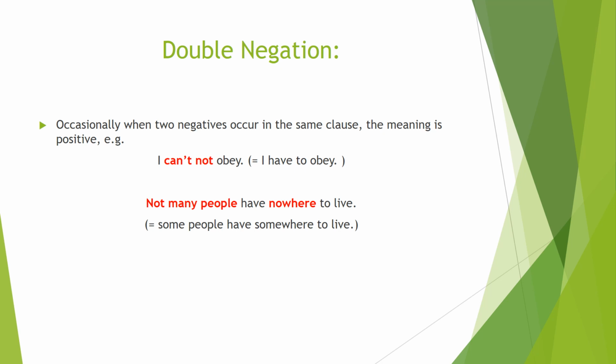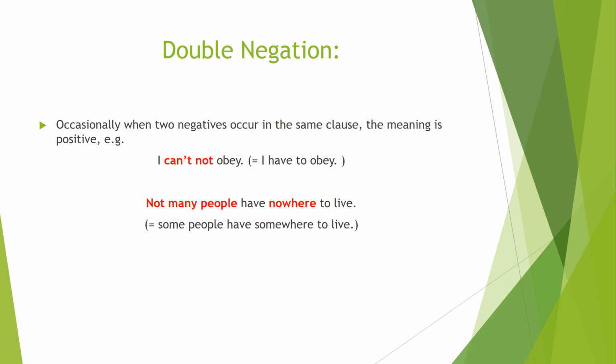it in its full form to negate the verb. So here the verb has been negated two times by not. This is called double negation. Double negation makes the meaning of the sentence positive. So the meaning is, I have to obey. You see, the meaning is positive.